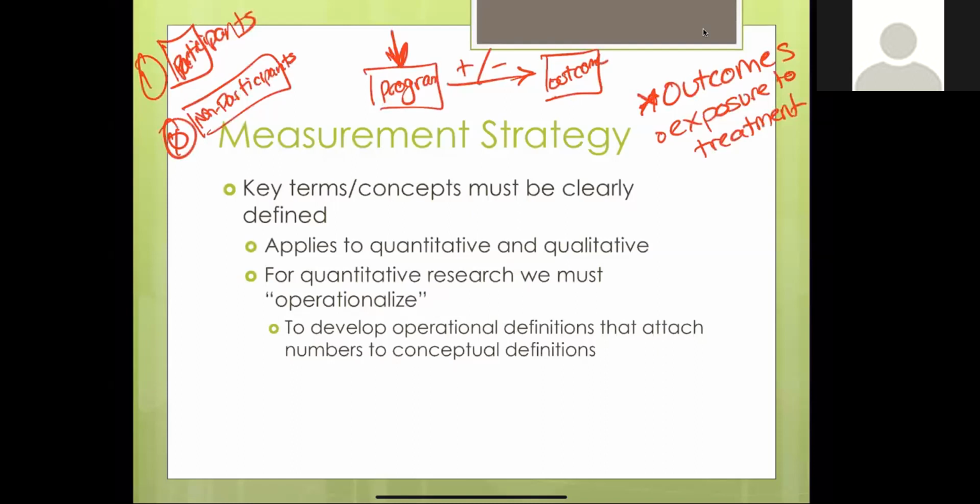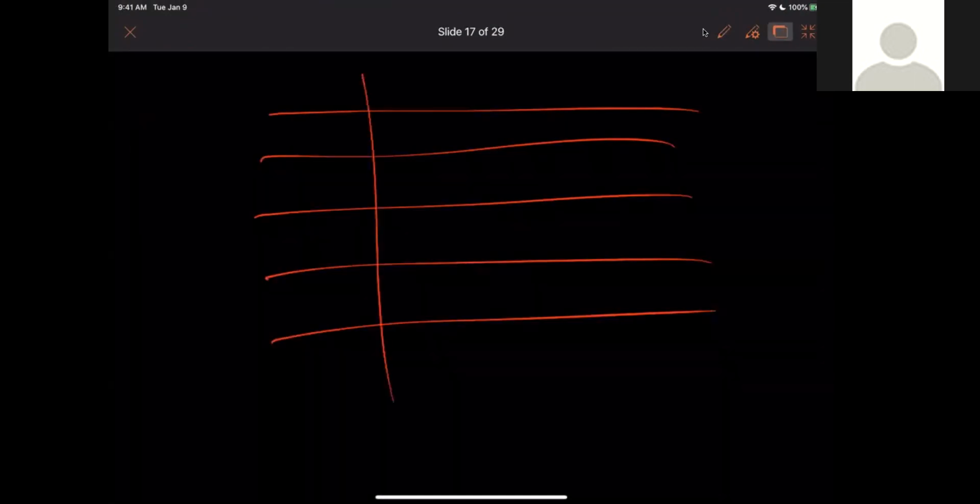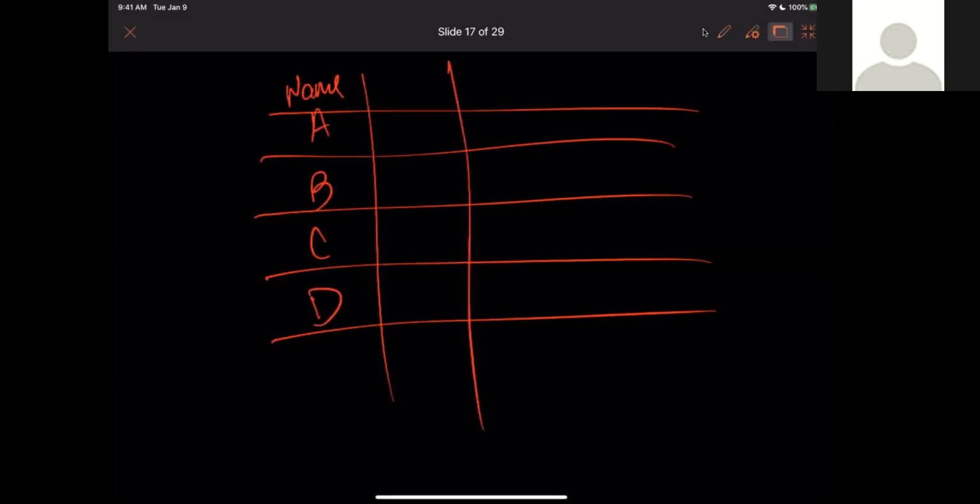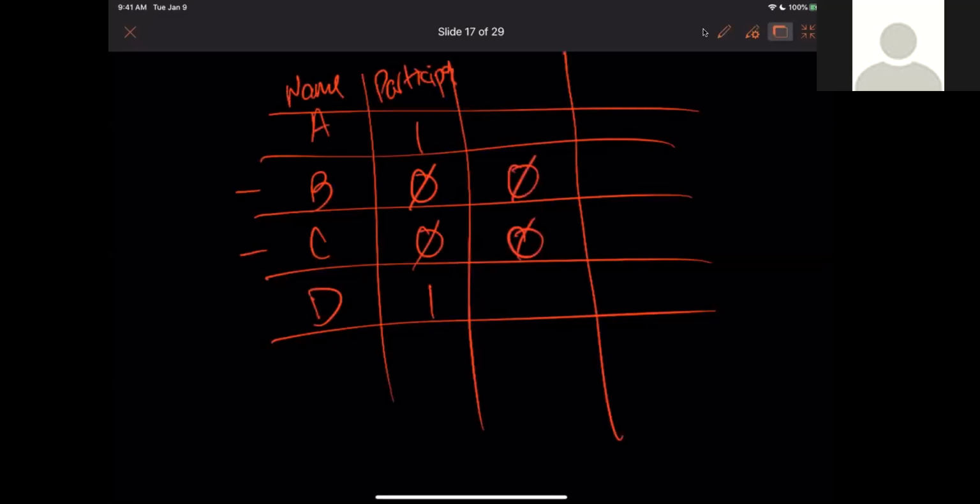Let's say you have a spreadsheet where you might have name: person A, person B, person C, person D. And we'll call this participation. We're going to measure, yes, they participated, no, they did not, no, they did not, yes, they did. So that is a form of measurement where we're measuring participation in the program. Let's say this is a counseling program, and we know that individuals B and C did not participate in the program. We can also put zeros here.